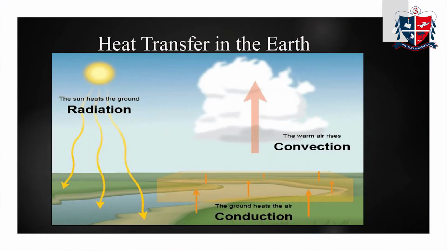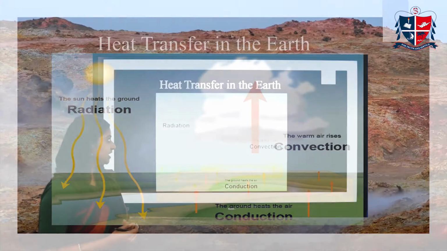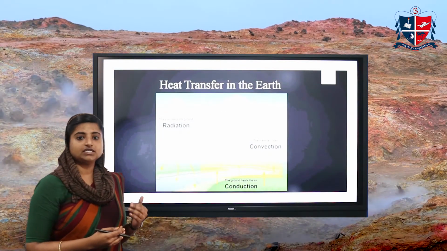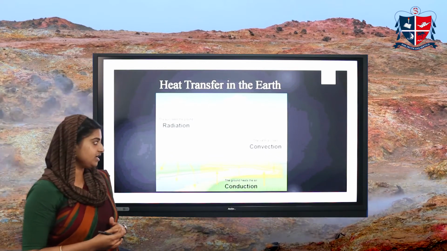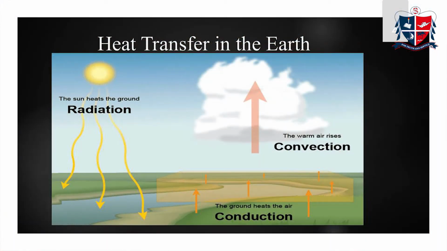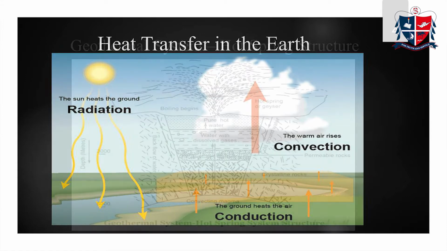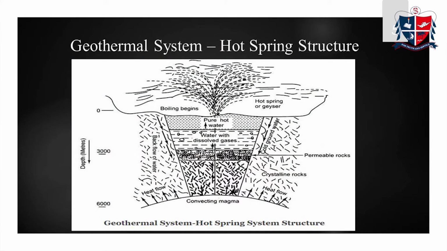Let's see how heat is transferred in the Earth. Heat is transferred from the sun to the Earth through radiation, and in the interior of the Earth, heat is transferred through conduction as well as convection. This is the geothermal system or the hot spring structure.